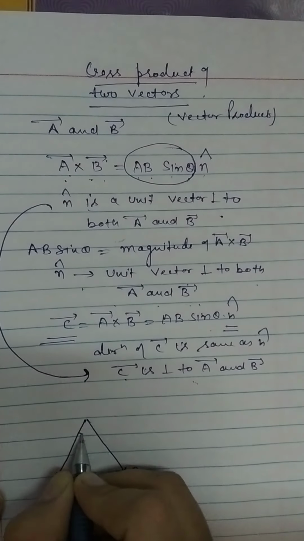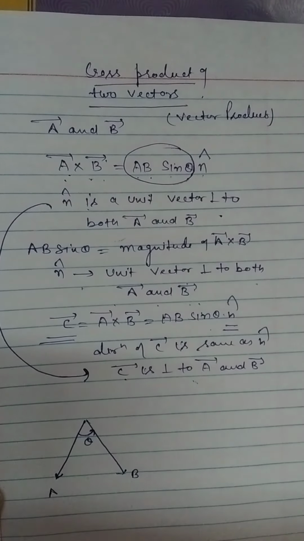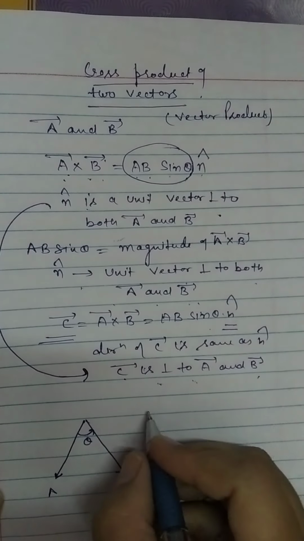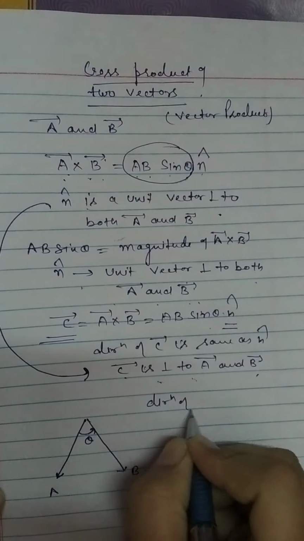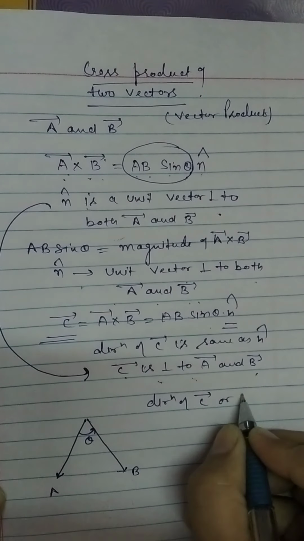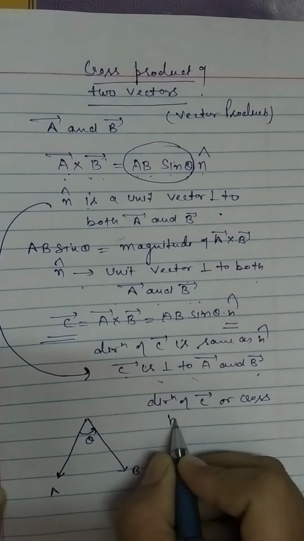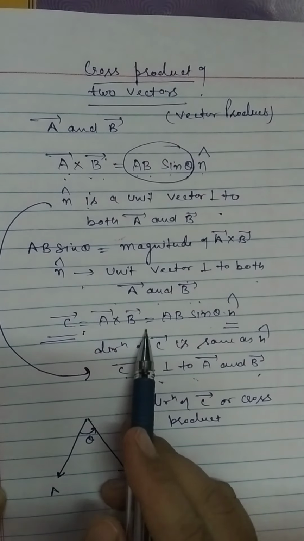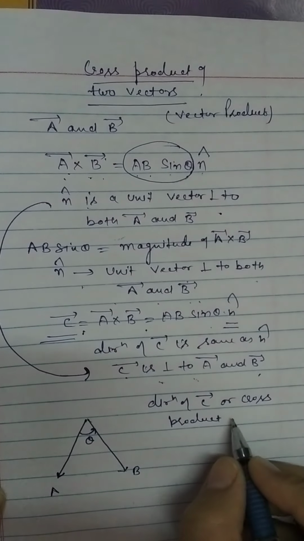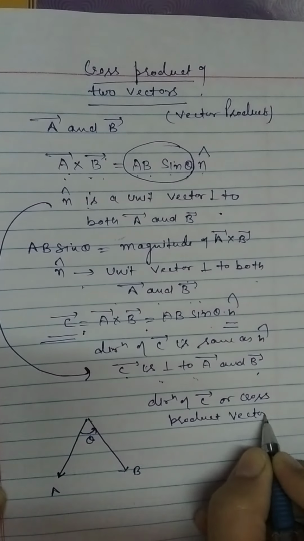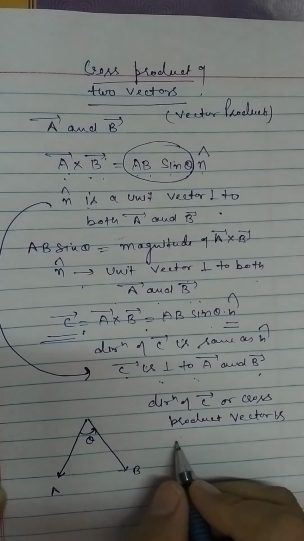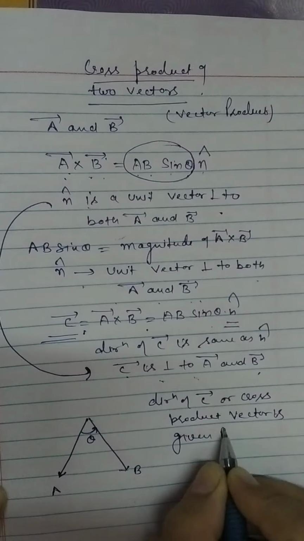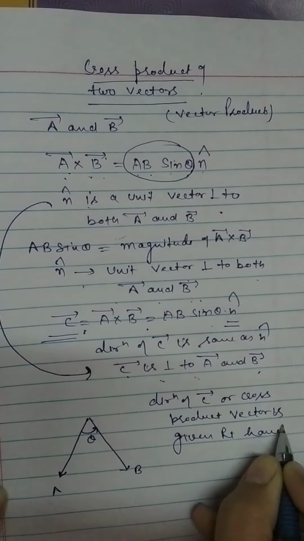Now, if I say this is a vector A and this is a vector B, and the angle between them, you have to take the smaller angle. I am saying that C is perpendicular to A and B. The direction of C, or the cross product vector, because C is a cross product of two vectors, ये perpendicular तो है ही, is given by right hand rule.